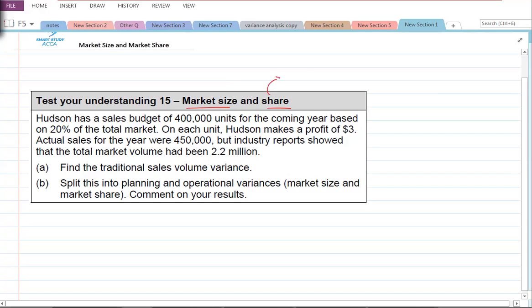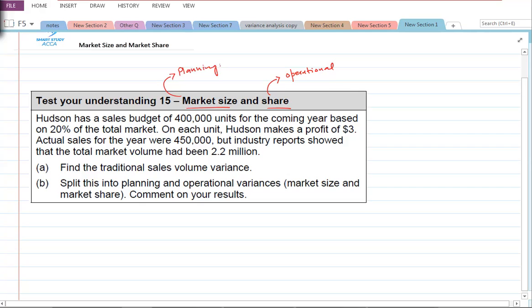Now, the one that is in our control, we'll call it operational variance. So basically, market share variance is operational variance, and market size variance is not in our control. So that's the planning variance.